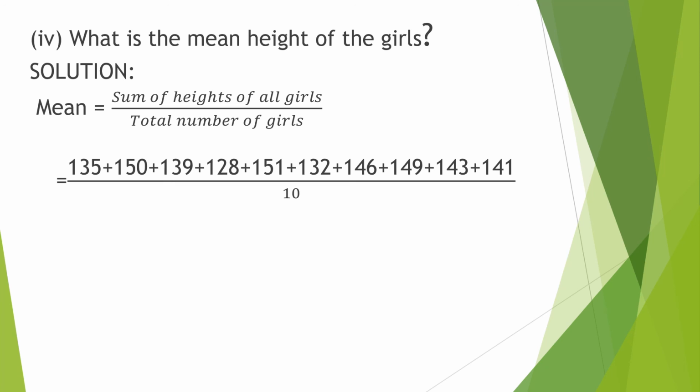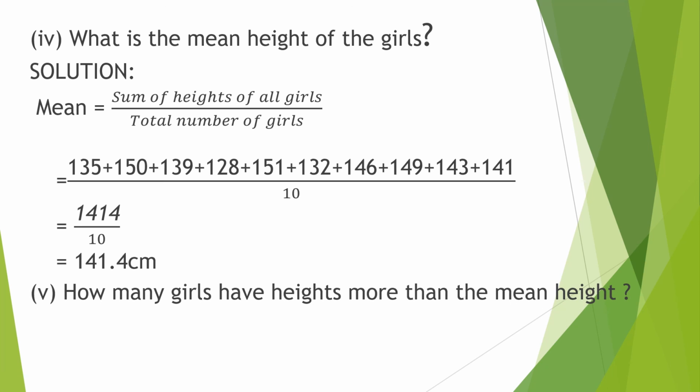So the mean height of the girls of this group is 141.4 centimeter. And the last part of the question is, how many girls have heights more than the mean height? So observe the data. Our mean height is 141.4 centimeter. So we observe that 5 girls have heights more than the mean height.